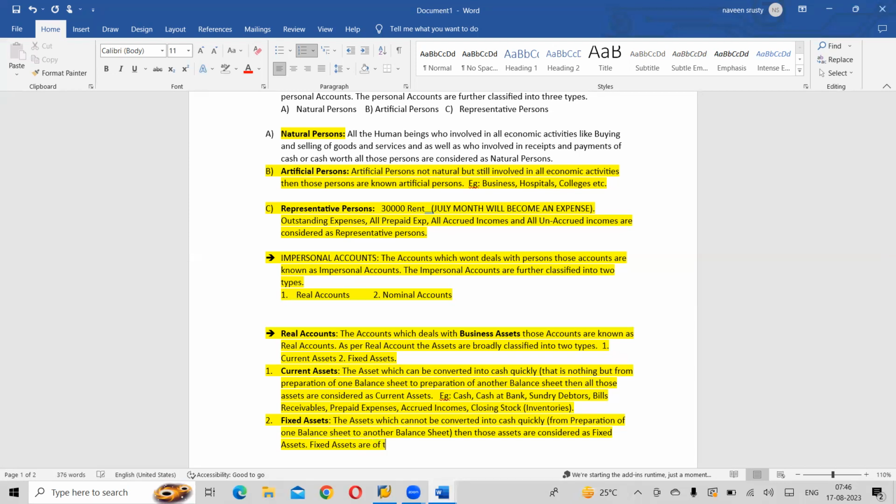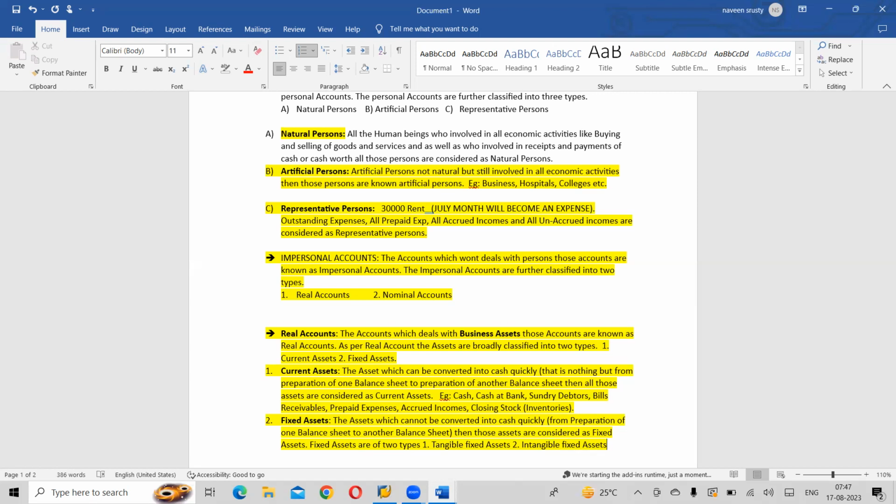Fixed assets are of two types again. One is tangible fixed assets, and the second one is intangible fixed assets.